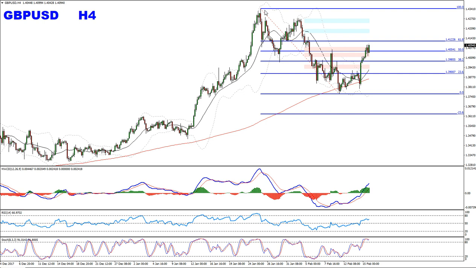So I'm making this video to share little updates on some of the instruments, and basically the expectations, the directions, and the action coming from that level. Let's start with the pound dollar, a pair that we have been waiting for a sell opportunity.